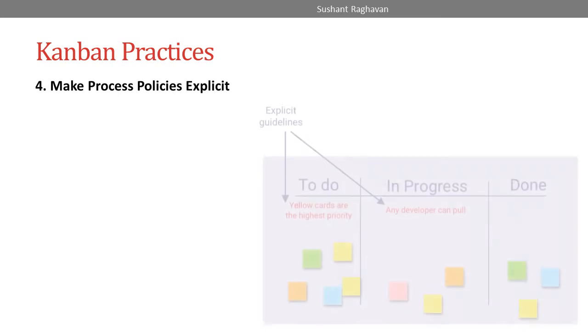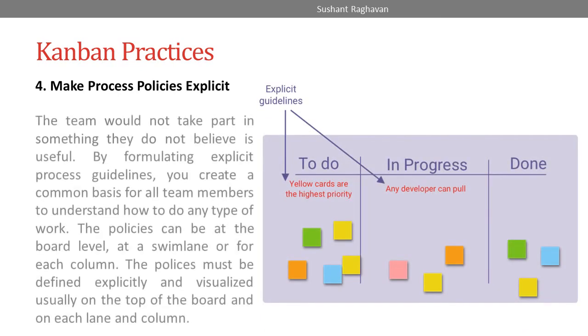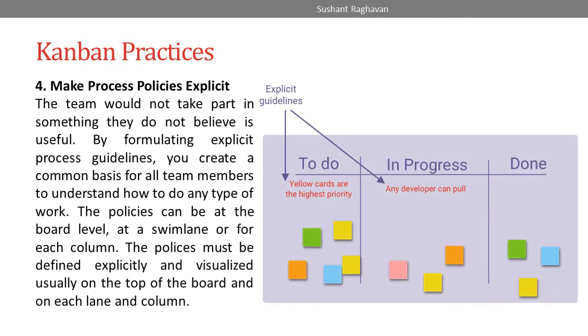Kanban Practices. Make process policies explicit. The team would not take part in something they do not believe is useful. By formulating explicit process guidelines, you create a common basis for all team members to understand how to do any type of work. The policies can be at the board level, at a swim lane, or for each column.